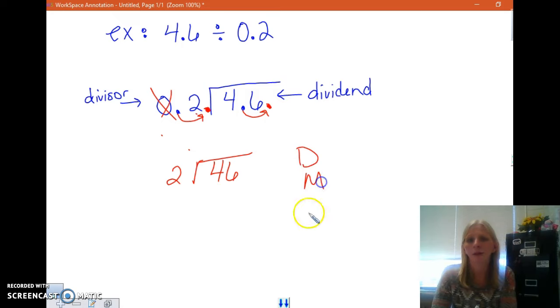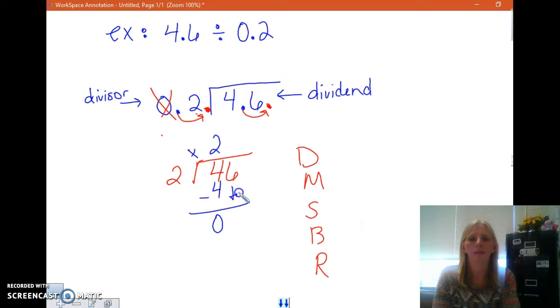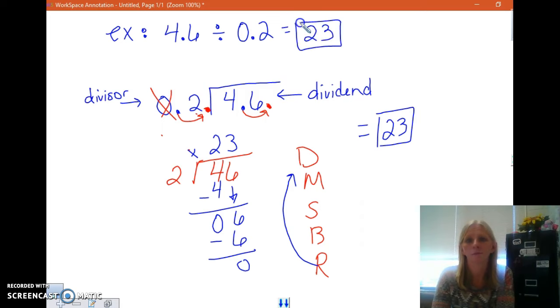So divide, multiply, subtract, bring down, repeat, if needed, right? So 4 divided by 2 is 2. Multiply, we get 4. Subtract, we get 0, and then we bring down the 6. And then we start over. We brought down, so we must repeat. 6 divided by 2 is 3. 3 times 2 is 6. We subtract, we get 0. We have no remainder. Therefore, our final answer, our quotient, is 23 here. So 4.6 divided by 2/10 is just 23.